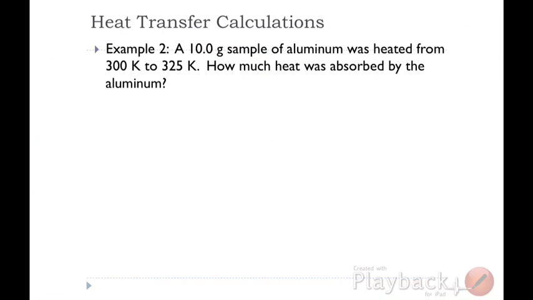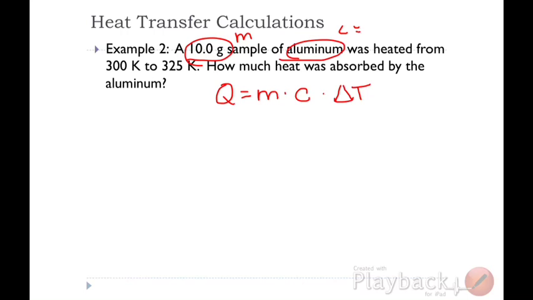Here's our next problem. A 10 gram sample of aluminum was heated from 300 Kelvin to 325 Kelvin. How much heat was absorbed by the aluminum? So again, we can write down our equation. Q, which is the heat energy measured in joules, equals the mass in grams times the specific heat times the change in temperature. A 10 gram sample, 10 grams is our mass, of aluminum. So c is going to be the specific heat of aluminum, which is 0.897 joules per gram times Kelvin. You would look that up in your data table of specific heats or wherever you have your specific heat values.